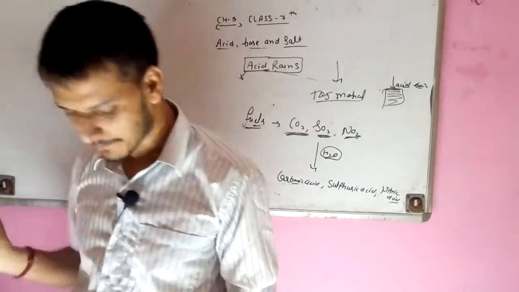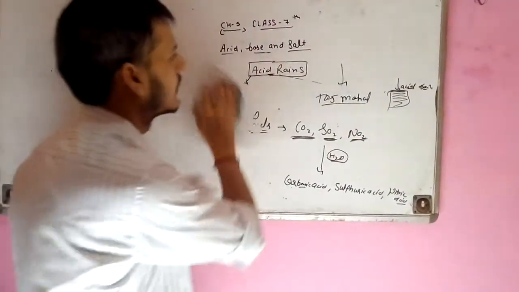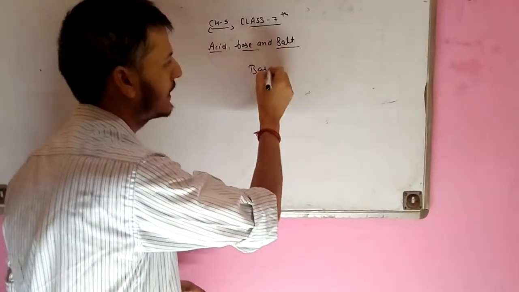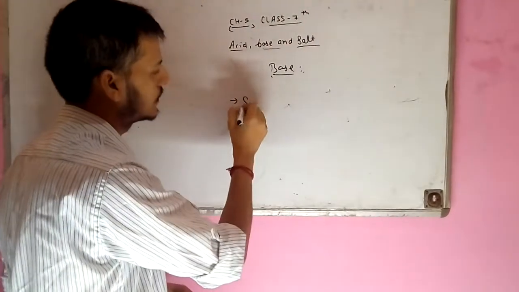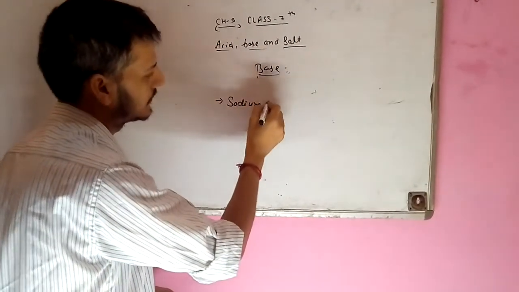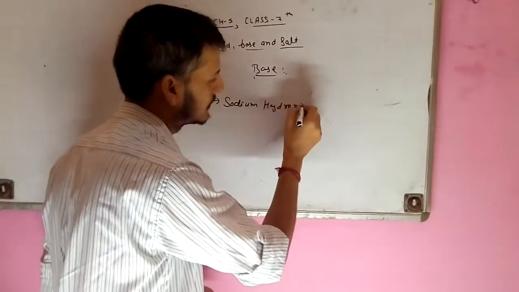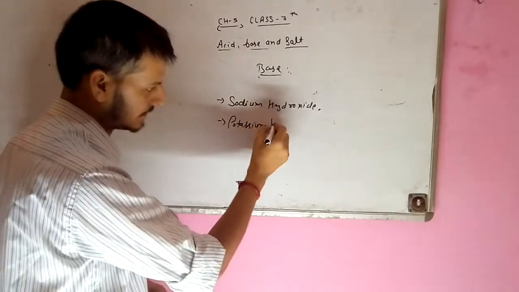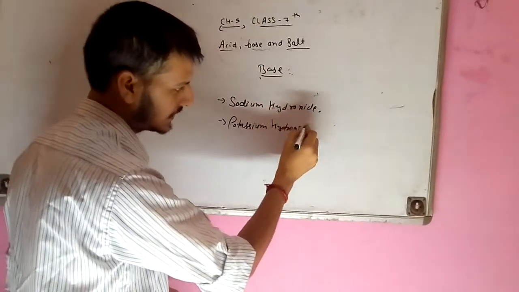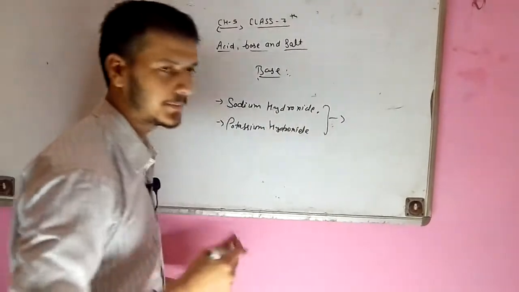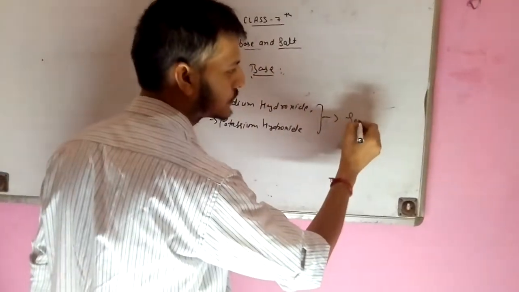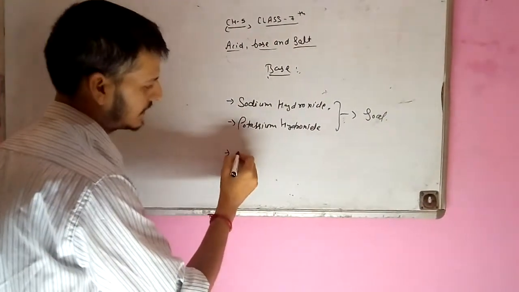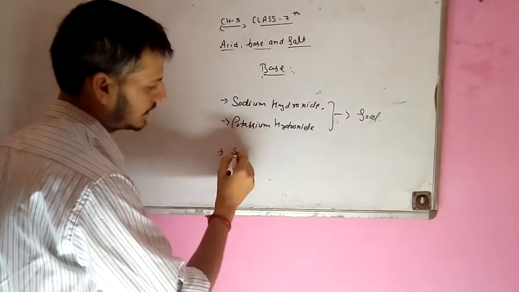Now, if we talk about bases, we take some common examples of bases like sodium hydroxide and potassium hydroxide. They are generally used in the making of soap. We know soap is a base, and sodium bicarbonate.